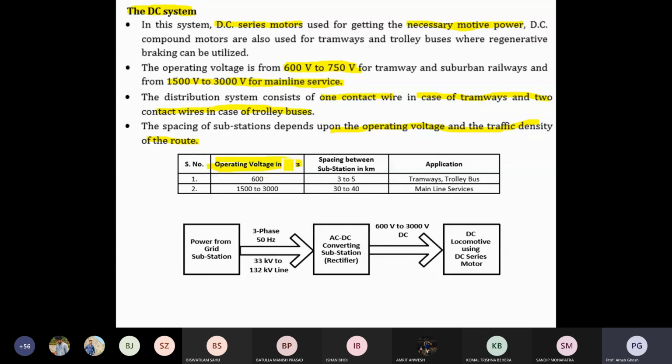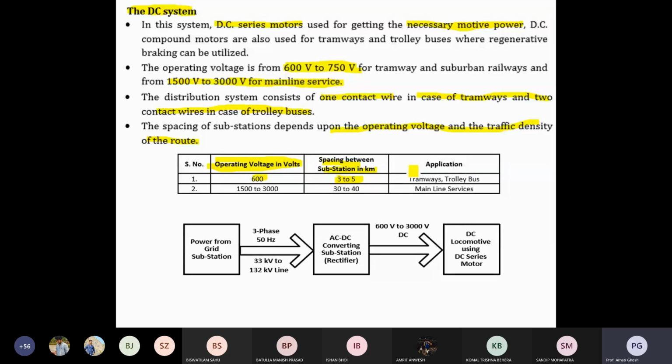Operating voltage in volts: how much voltage is there? Here you can see it is 600 volts. Then the spacing between substations. Substation means station, you can say like that. Each station has individual subsections side by side. It is showing SSC like that, but it's not the traction substation. Traction substation is different.